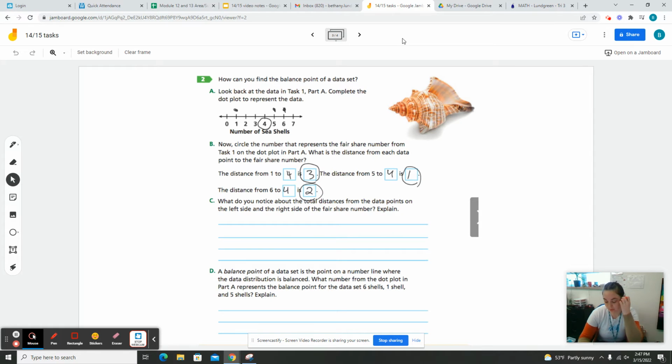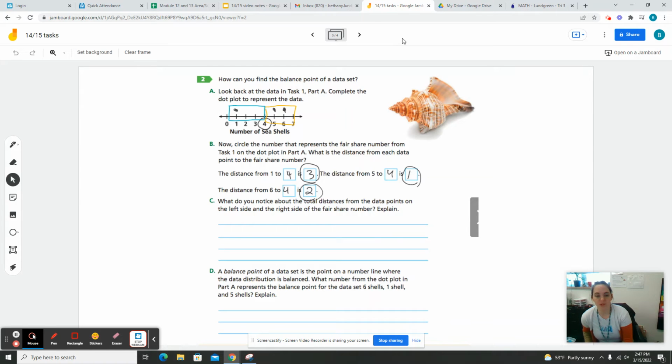Okay, so what do we notice? What do you notice about the total distances from the data points on the left side and on the right side of the fair share number? I'm going to write this in blue. You don't have to write this down if you want to, but what we're looking at here is this side, which was the left side, and then also the right side. Okay, so we're looking at each of those sides, from the 4 to the 1, and then the 4 and the 5 and the 6. Okay, what do we notice?